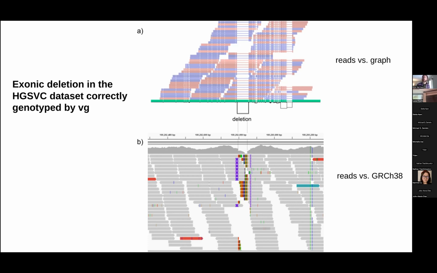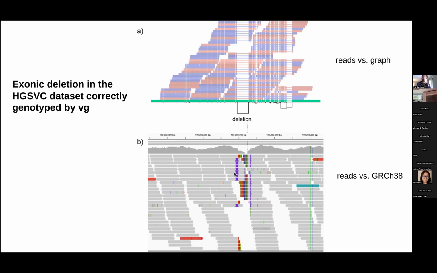And I've heard this is actually used in some production pipelines now as a way to get SV calls. So this is a deletion of an exon. It's from this HGSVC data set, and we can genotype it correctly. And you can see why, because if we map the reads, these are reads in red and blue across the graph. The graph is here on the bottom. Then you can see we can map across the deletion. Whereas if we map against GRCh38, you get this kind of mess.